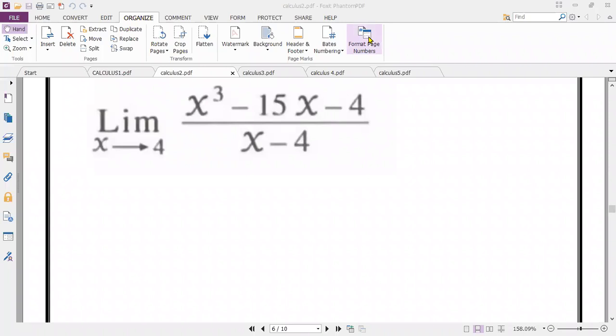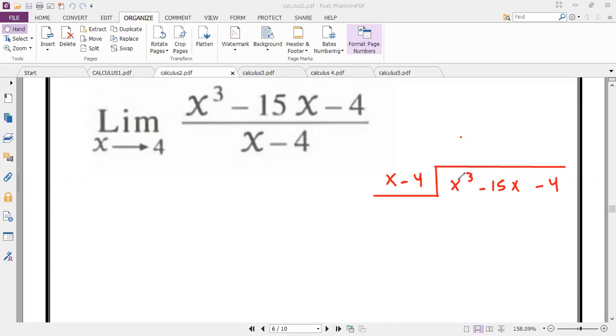In this example, we couldn't factorize x cubed minus 15x minus 4, and at the bottom we have x minus 4. If we put 4 instead of x in this limit, you will get 0 over 0, and 0 over 0 is an unspecified quantity. But in this case, we are going to use long division. We are going to divide the top and the bottom by x minus 4. So here you write x cubed minus 15x minus 4, all divided by x minus 4, just to get rid of the 0 factor.